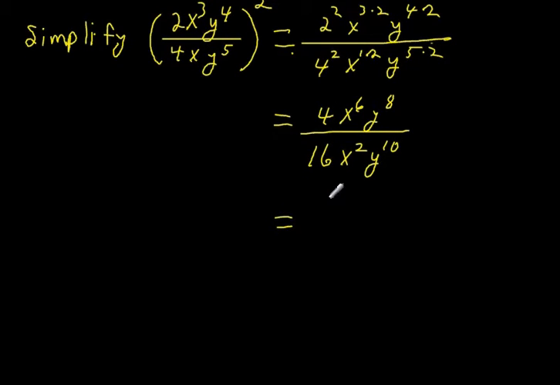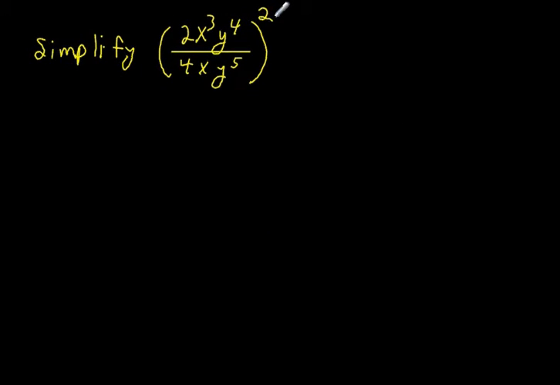Now I can reduce that down like we learned earlier in the lesson. 4 divided by 16 is 1/4. I have more x's on top than bottom, so 6 minus 2 is going to leave me 4 x's on top. I have more y's on the bottom than I do on the top, so that's going to turn out to be y squared.